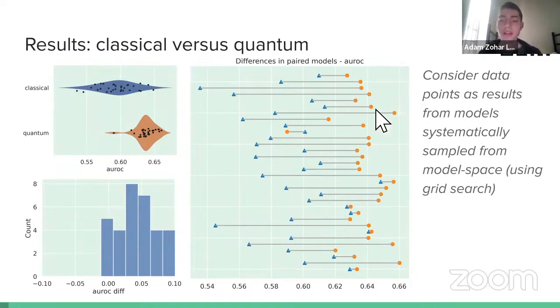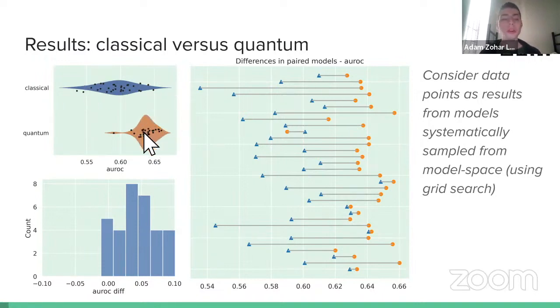So again, we consider these as a systematic sample from model space, but we can approximate that as random. So we just look at the AUROC here. It doesn't matter because these results are basically the same for all of these measures of efficacy. If we look at all the classical models and all the quantum models, the quantum models have significantly higher AUROC, and also a much lower spread compared to classical models.